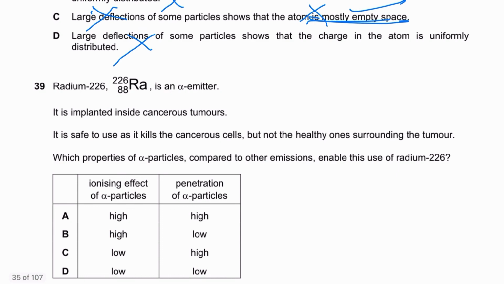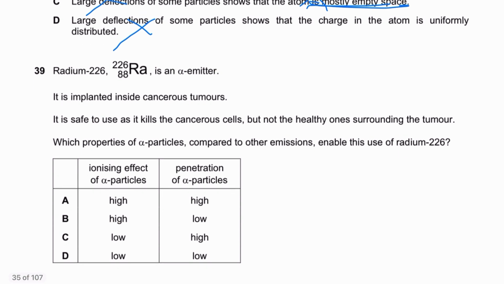39. Radium-226 is an alpha emitter. When it emits alpha particles, which is A24, it is implanted inside cancerous tumors. It is safe to use to kill the cancerous cells, but not the healthy ones surrounding the tumor. Which properties of alpha particles compared to other emissions enable this use of radium-226? Ionization of alpha particles we know is high, and the penetration is low. Therefore, it doesn't affect the healthy cells surrounding the tumor. So the answer for 39 is B.